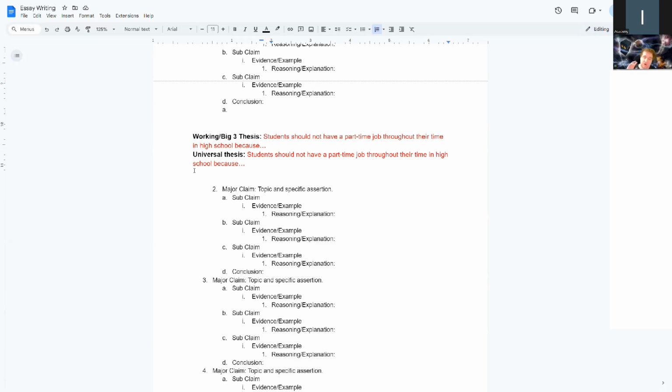You have your initial working thesis. Now we call it a working thesis because it has the topic, it has the position you are going to take on that topic, and it will have the 3 reasons you plan to use to support your position. That is your working thesis. And let's say you figure out what all 3 of these things have in common, you end up with a universal thesis. But if you don't figure out what these 3 things have in common, you end up with the big 3, because that would be what makes it into your final copy.